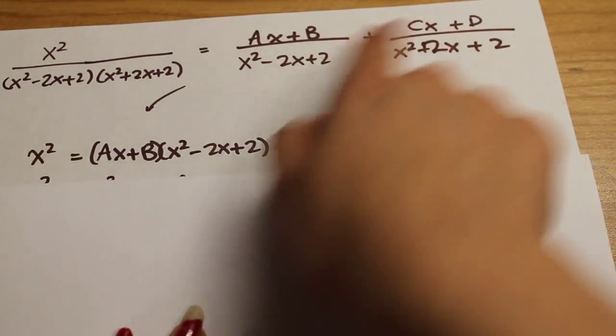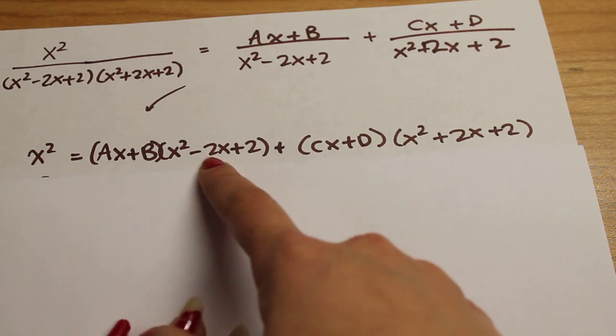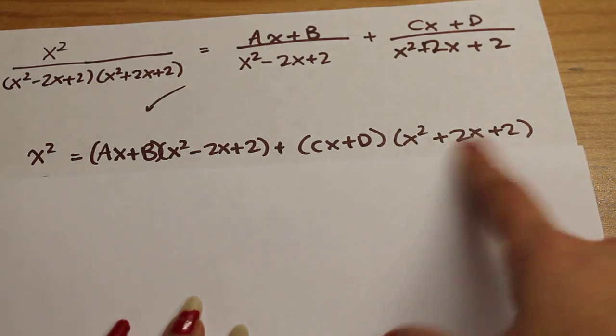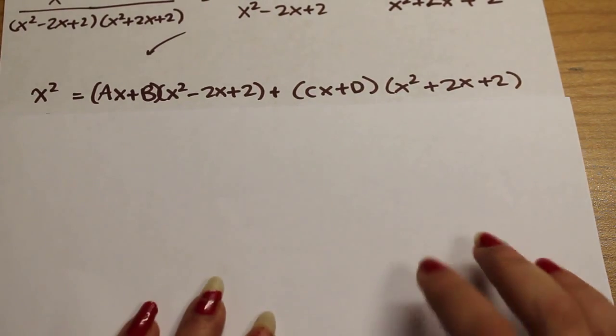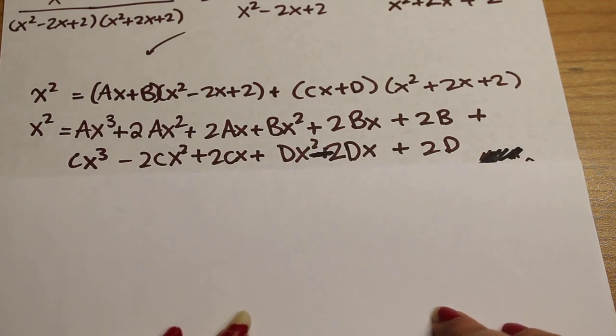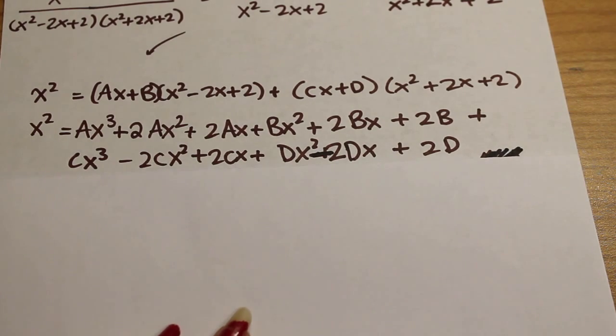Now, after just cross multiplying, you get x squared is equal to (ax plus b)(x squared minus 2x plus 2) and then (cx plus d)(x squared plus 2x plus 2). And after careful expansion, it took 2 lines, but this is the final thing that I got. And just keep in mind that's a minus and not a plus.